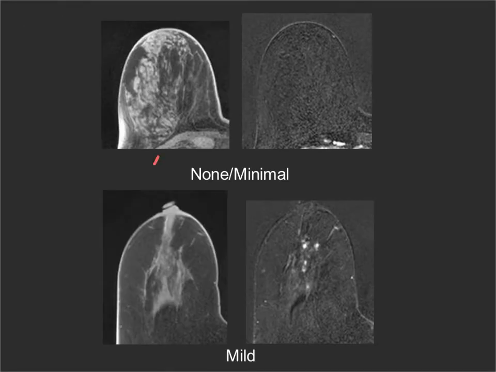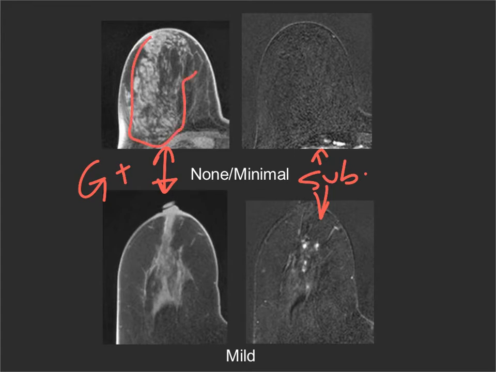So the images on the left here are going to be the gadolinium enhanced fat suppressed images, and the ones on the right are going to be the subtraction images. So this first image pair on the top, the patient has probably a fairly extreme or at least heterogeneous fibroglandular density. However, they have virtually no enhancement. The next image down here, the patient has heterogeneous or scattered. You'd need to look at the whole volume to tell, and only mild punctate enhancement in there.